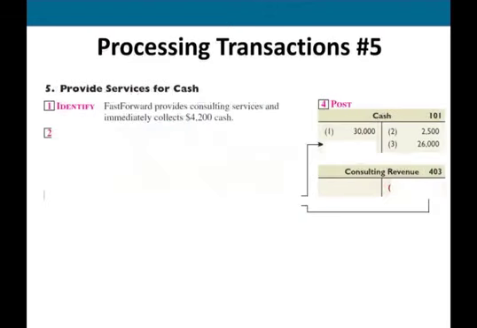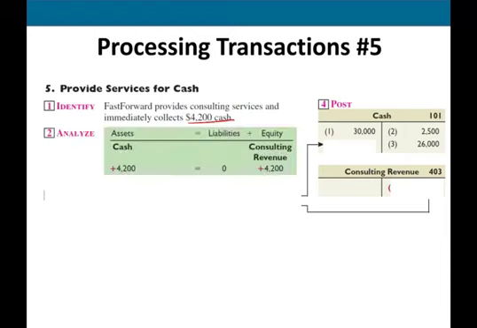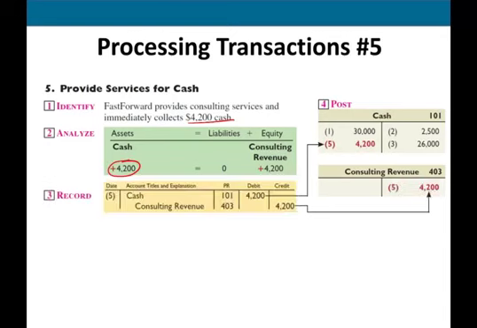Fast forward, provide consulting services and immediately collect 4,200 cash. What did we learn earlier? When we analyzed this transaction, we received cash because we generated revenue. So cash will go up, revenue will go up. Cash goes up, cash takes a debit. I'm going to debit cash. Revenue always goes up, takes a credit, 4,200 credit. So I'm going to debit my cash, credit my revenue.